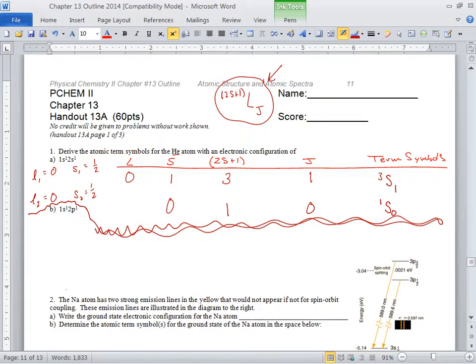All right. Okay. Derive the term symbols for this electron configuration. Identify the little l's, the little s's. You just kind of fill in the same table if you want.